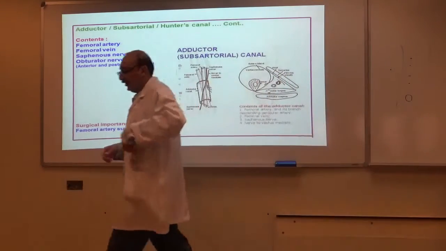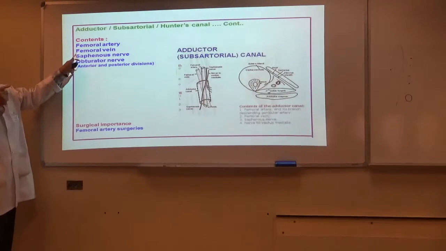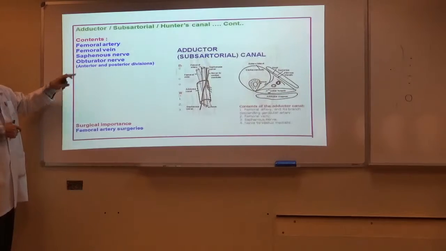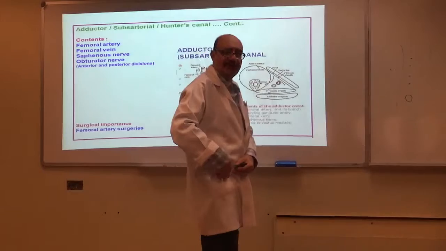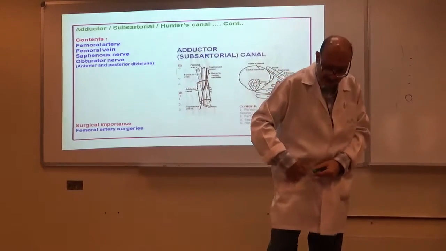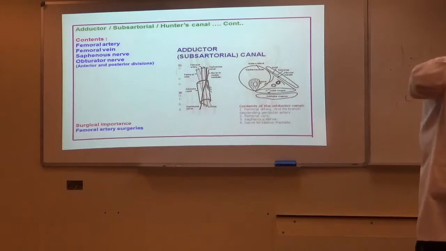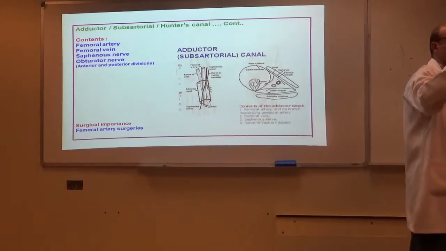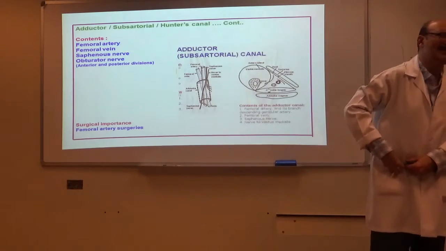Femoral artery, femoral vein. Now you know from where the femoral artery is coming, how it is formed. Now you know the femoral vein, from where it is formed. The saphenous nerve is one of the nerves in this. The obturator nerve. What is the obturator nerve? The obturator nerve is a nerve running in the obturator foramen, which is there to supply the adductor compartment: adductor longus, brevis, magnus, and the hamstring part of adductor magnus, and then some muscles like pectineus.